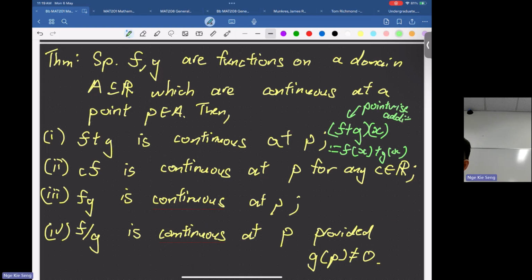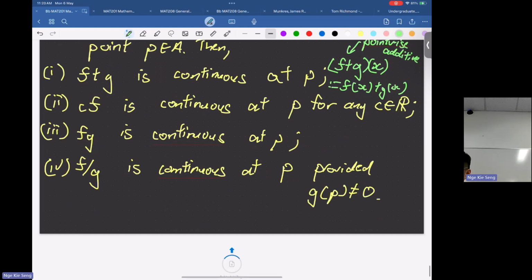So similarly, cf is what? I take f applied to x, which is a real number, and then I multiply by c, another real number. (fg)(x) is just f(x) times g(x). f divided by g is what? f(x) divided by g(x). That's why we require that g(p) is not 0, because if I evaluate the function at p and divide by 0, then this function is not defined.